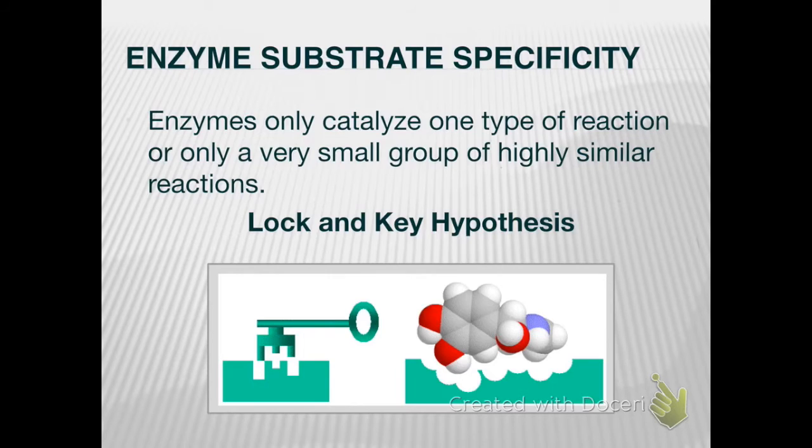Every enzyme has a reaction-specific active site. So enzymes can only catalyze one type of reaction or maybe a very small group of similar reactions. Therefore, the active site on an enzyme is specific to the substrate that it works on. This is the lock and key hypothesis, where the substrate acts as the key, and the enzyme has the lock. And so when the substrate fits into that lock, it can then produce the product.